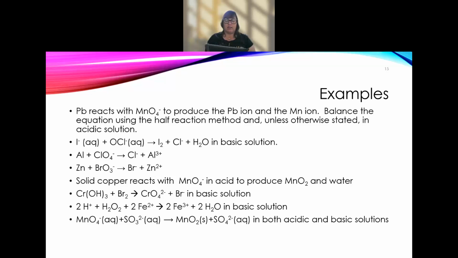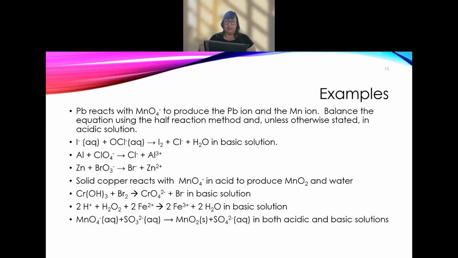So 2I minus going to I2, I need to add 2 electrons to the product side to make that work. I'm sorry, I said that wrong. 2I minus goes to I2 plus 2 electrons. On the other one, it's 2H plus OCl minus plus 2 electrons goes to Cl minus plus H2O. If I make the number of electrons the same, oh, shocking, that's already done because they're both 2 electron processes.